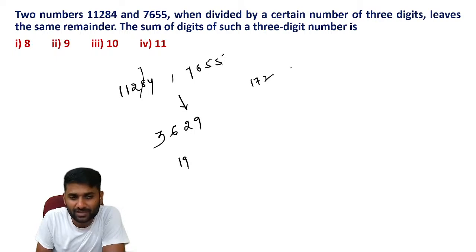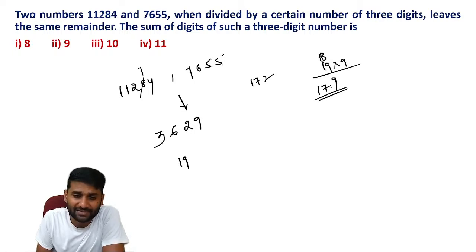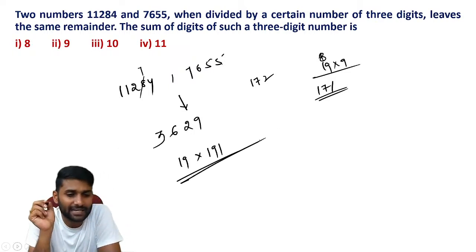Here the difference is 172. And 19 is multiplied with 9 times. 9 nines are 81, 9 ones are 9, so it's 171. And it is exactly 9 times. Again you can find the difference of 19, again 191 times. So 19 into 191 is exactly equal to 3629.